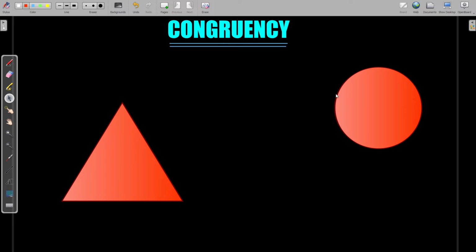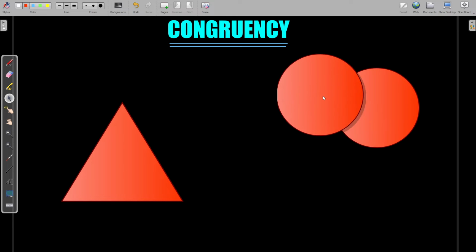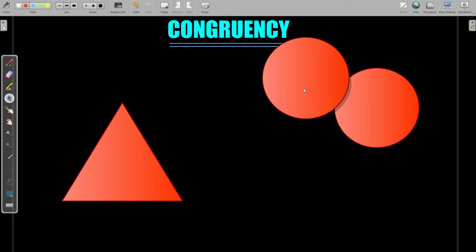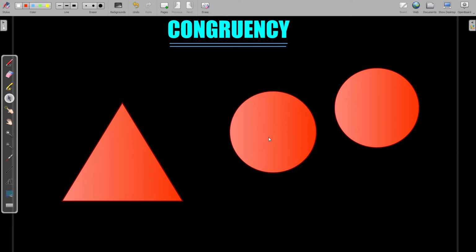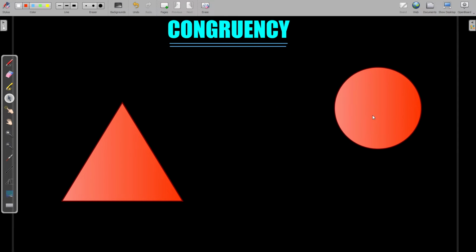Fine, the same thing we can see with the circle also. Suppose there's a circle, see, if I place this circle above the other one, it completely superimposes. So the only condition for congruency is that it should completely superimpose with the other figure.